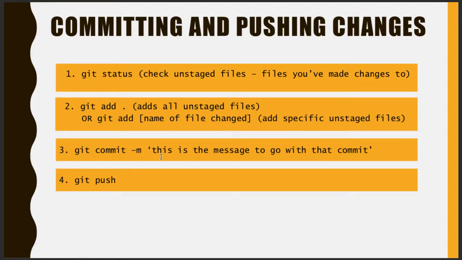Then git commit -m, and then in quotes whatever the message is that you want to go with that commit, and git push. So before you do all of this, make sure that you're actually on the branch that you want to push to instead of the master.